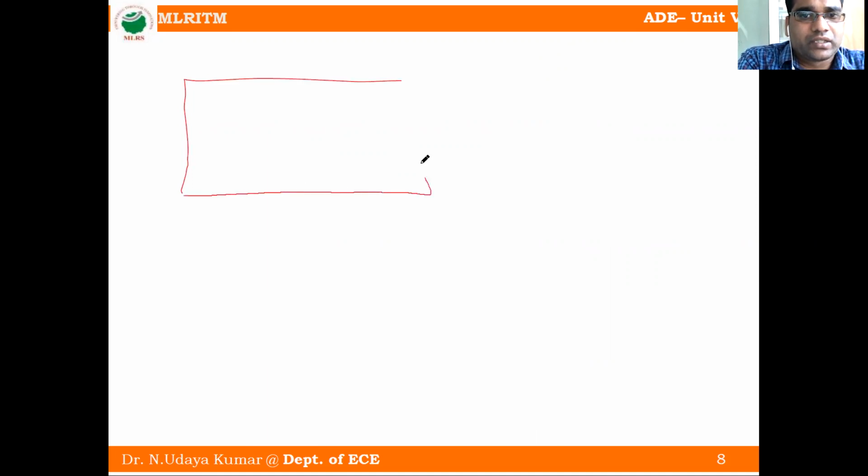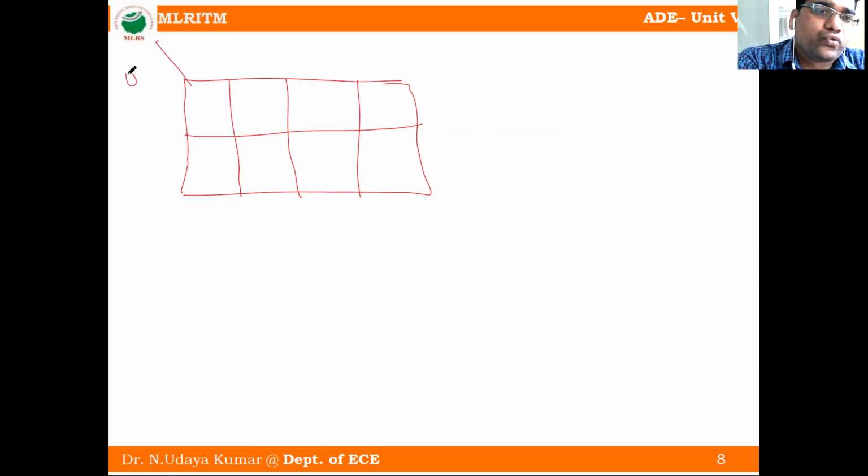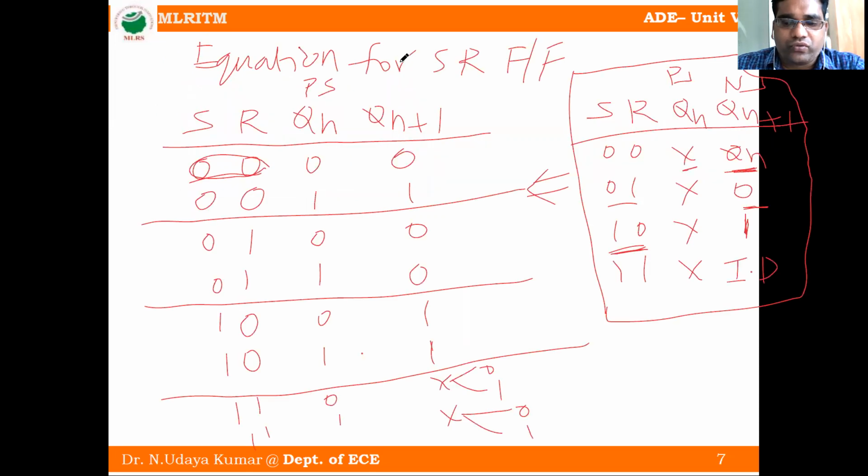So this is the three variable K-map. This one is Qn and this one is SR. So this one is 0, this one is 1. Here 0 0, 0 1, 1 1, 1 0. Okay, this is the three variable K-map. Now we will find where we will get 1 in the output.